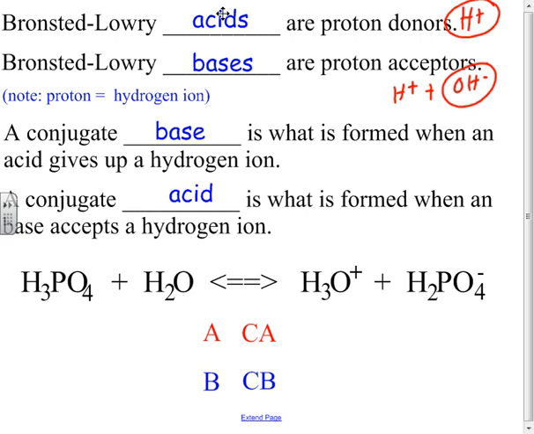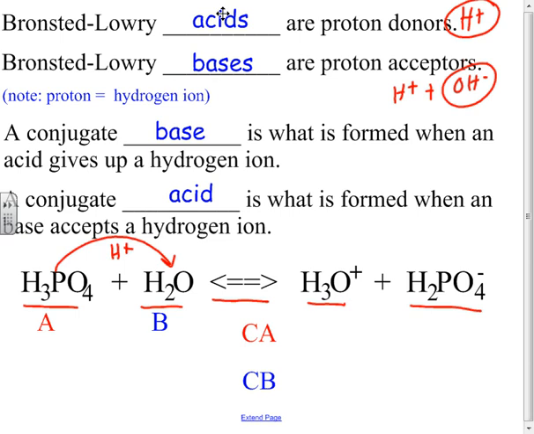Let's look at this example here. We want to find both acid and base, and conjugate acid and conjugate base. Note this is a reversible reaction. It goes both ways. In the forward direction, the H3PO4 is going to change into H2PO4-. The H2O is going to change to H3O+, meaning the H3PO4 is losing a hydrogen ion, and the water is gaining a hydrogen ion. So since the H3PO4 is losing or donating the hydrogen ion, that is the acid. The water is accepting it, that is the base.